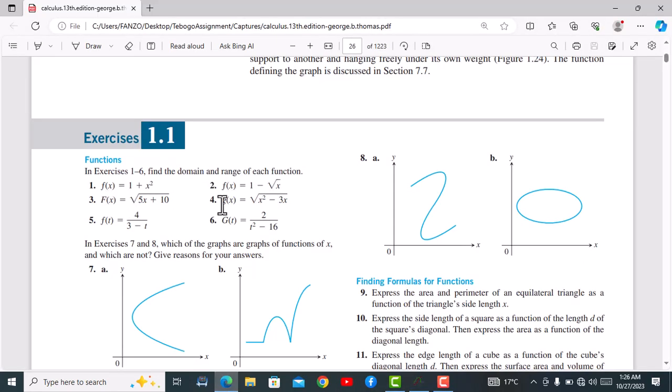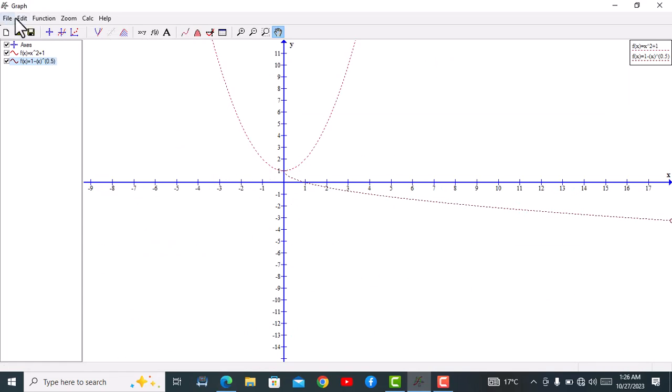Be that as it may, I'm not going to solve this one. I'm going to do number 4. We have this function g(x) equals the square root of x squared minus 3x. Let's just try to see how that function would look.